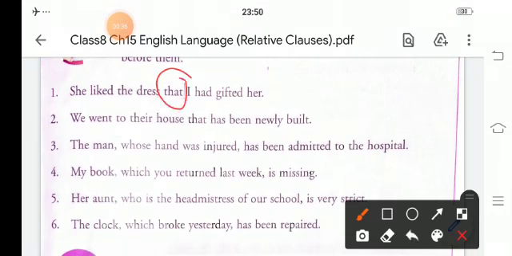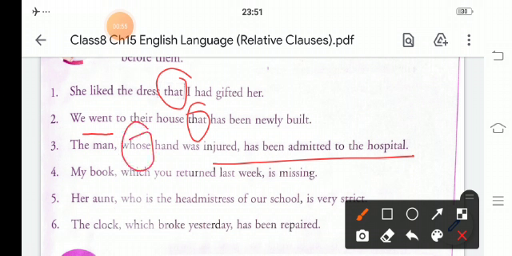The second one is: we went to their house that has been newly built. The man whose hand was injured has been admitted to the hospital. So who has been admitted to the hospital? The man whose hand. My book which you returned last week is missing. So which book is missing? My book which you returned last week.